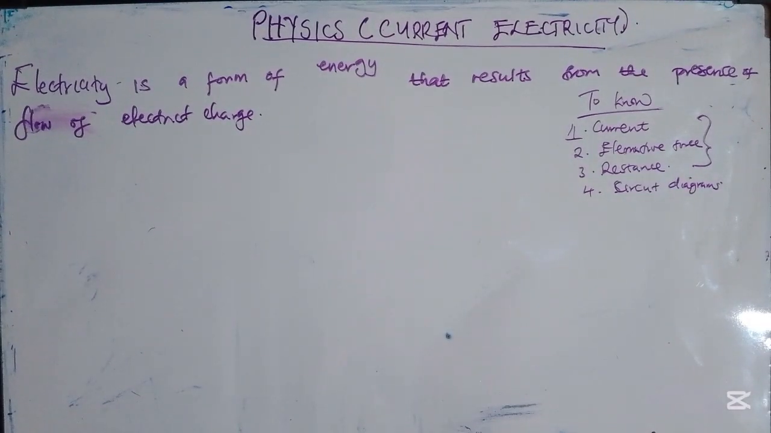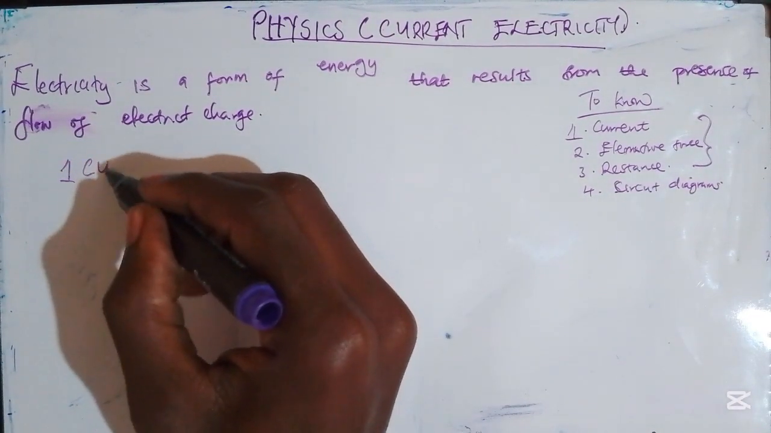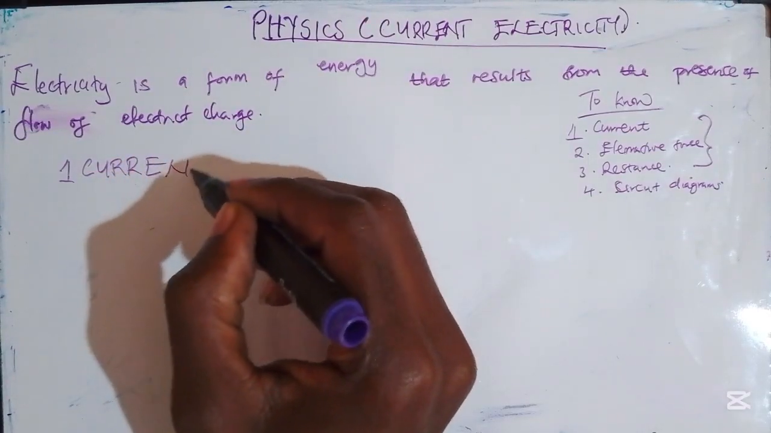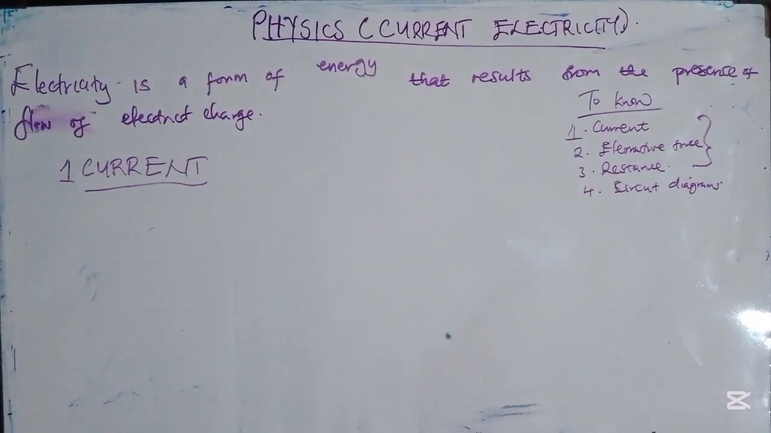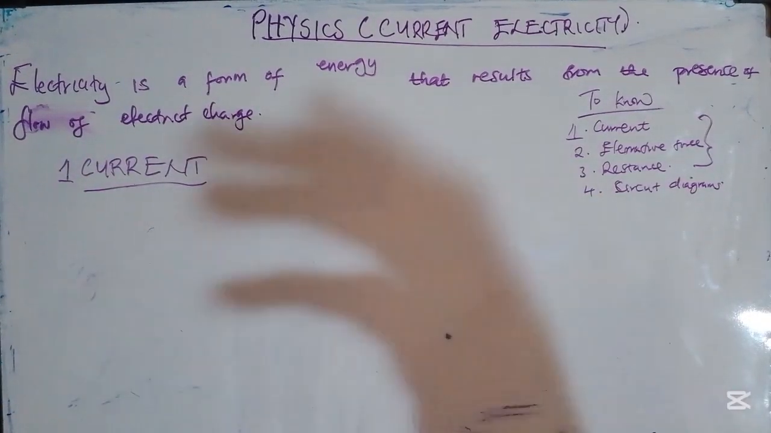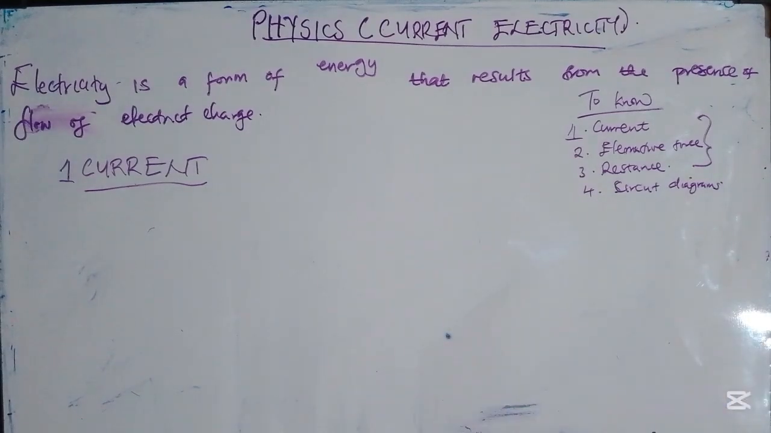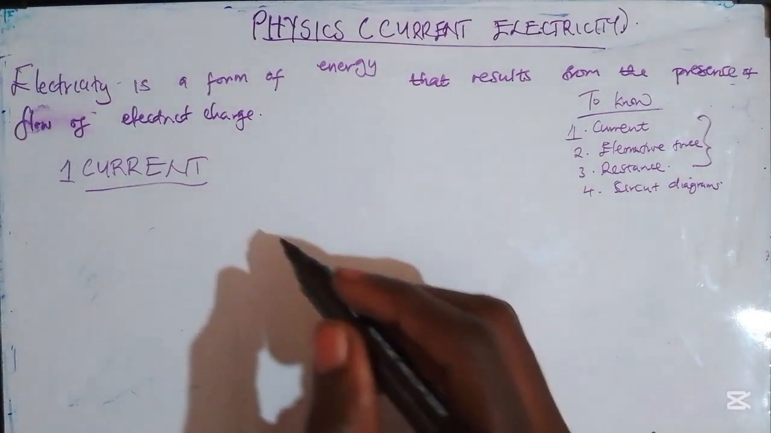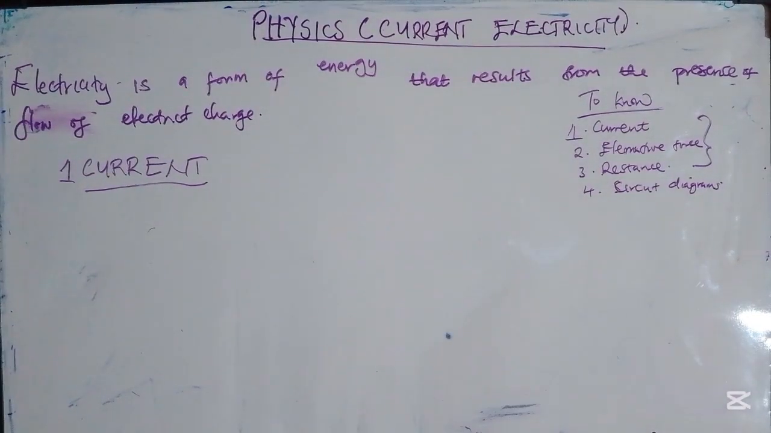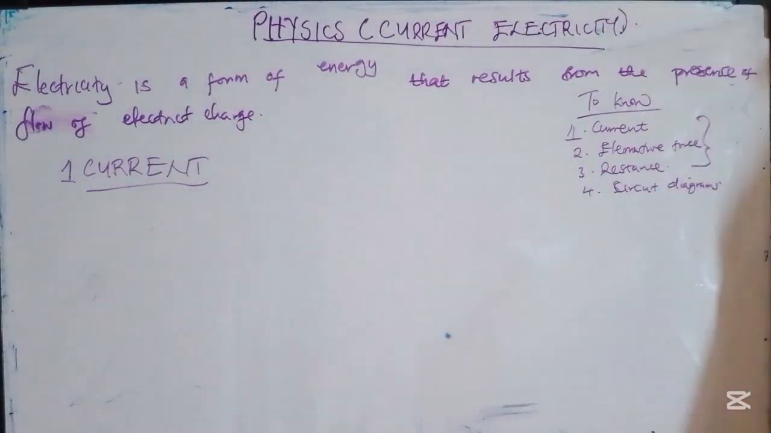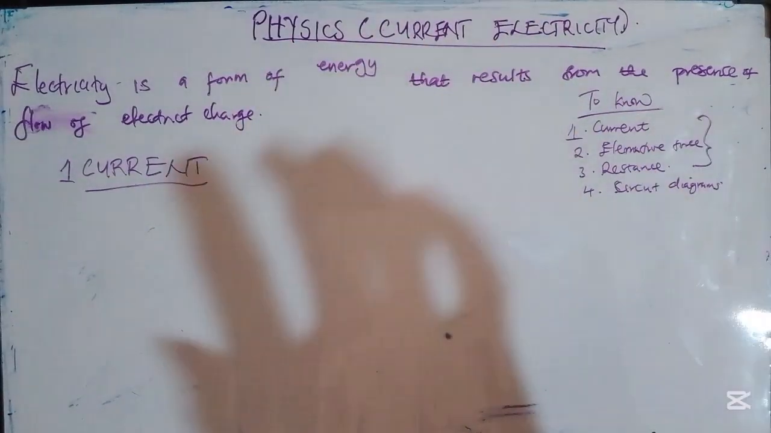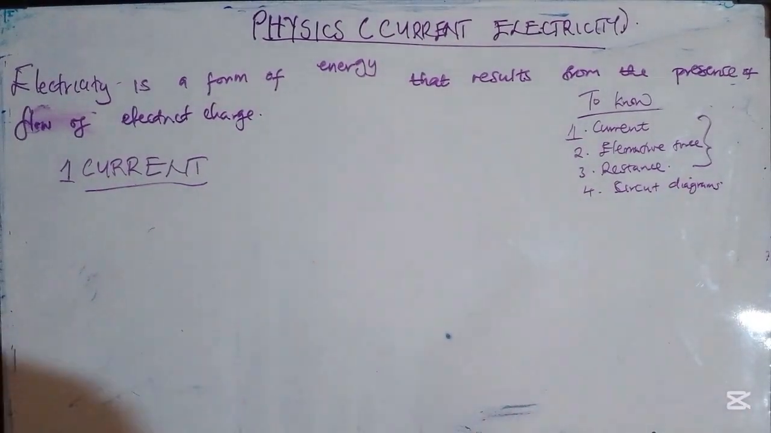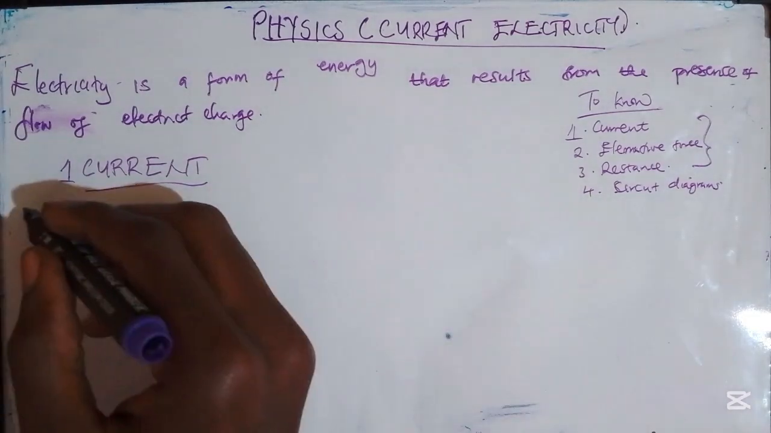So now to begin, what is current? Whenever we are talking about current, just know that current is the rate of flow of electric charge, how the electric charge is moving in a circuit. Imagine you have your charger. When you plug your charger in to charge your phone, electric charge moves from the socket to your phone. The rate at which those charges are moving from the socket to your phone is what is known as the current.